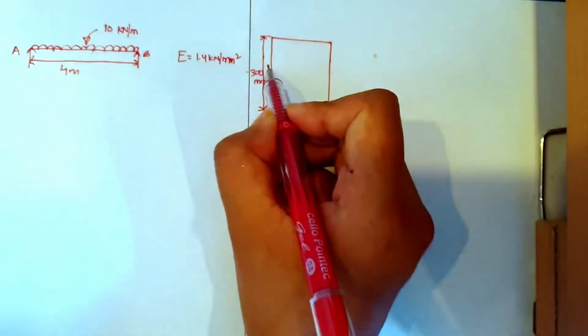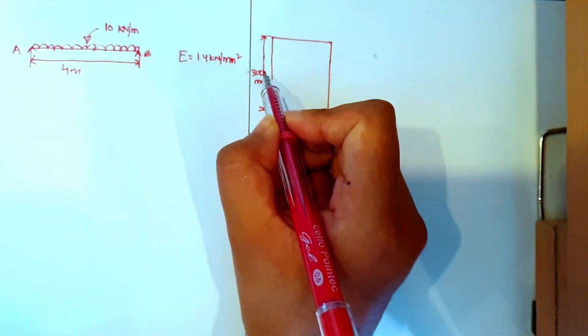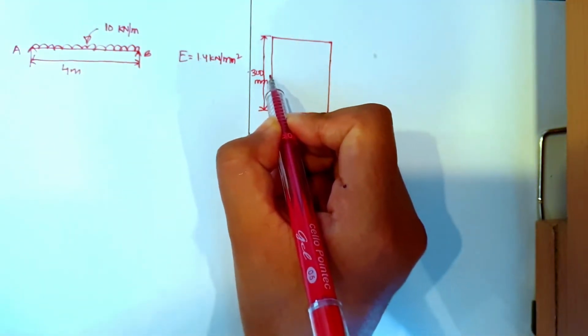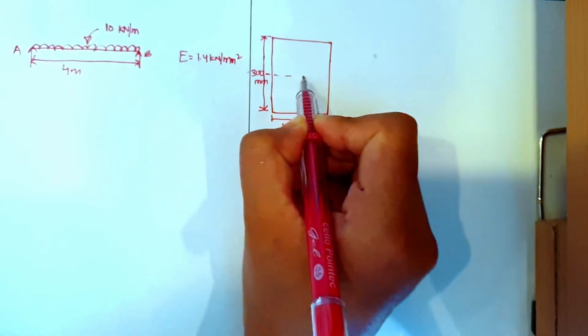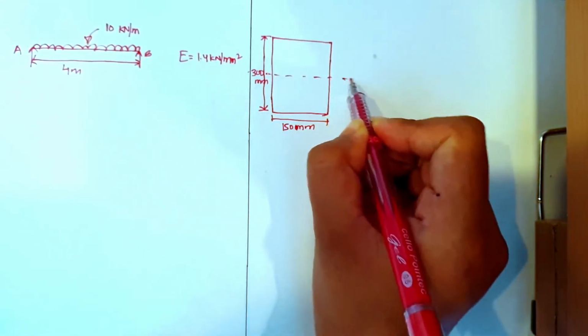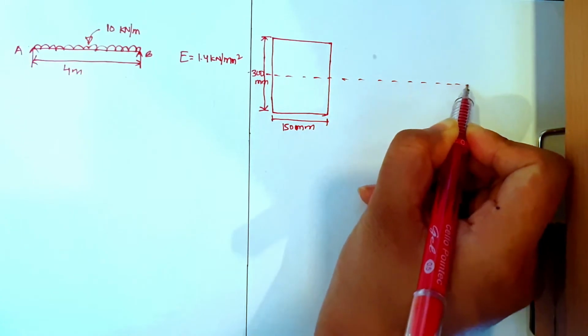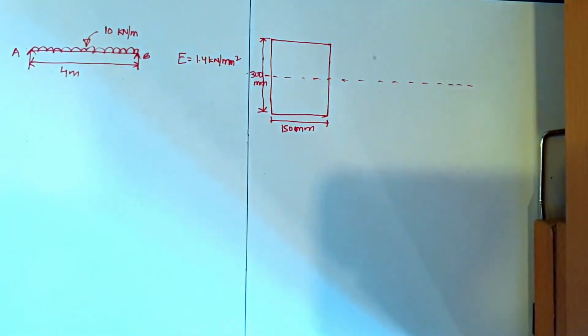Now we need to draw a bending stress distribution diagram. So bending stress distribution diagram we will draw from this section. So this is a symmetrical section. For symmetrical section, stress produced in compression will be equal to stress produced in tension. So let us see how we can solve this one.